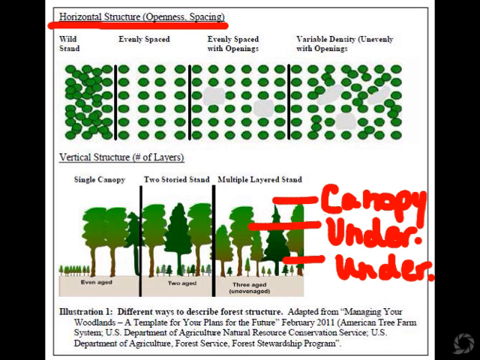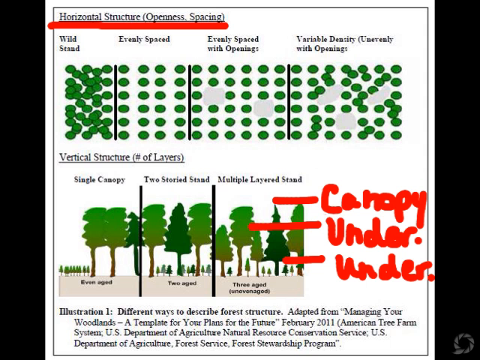So at the top we see the horizontal structure. How open is this forest or grassland or whatever biome we're looking at? How evenly spaced are those different species? Are they growing very close to one another in little clumps? Are they growing evenly spaced? Are they evenly spaced with openings?